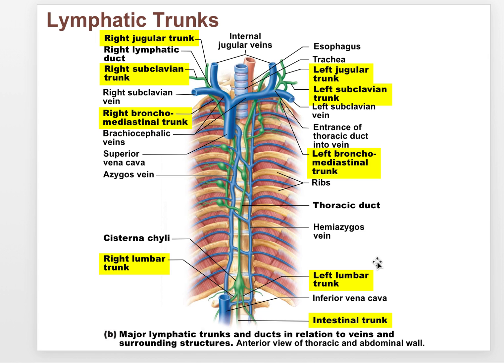Here's a picture with more detail showing the various trunks. You have the jugular trunks, the subclavian trunks, the bronchomediastinal trunk, and the lumbar trunks. All those trunks are paired left and right, but the intestinal trunk is only a single trunk. Their purpose is to bring lymph fluid from the tissues up towards the veins, where it eventually is dumped into the venous system.